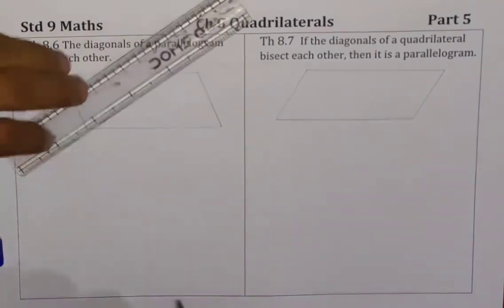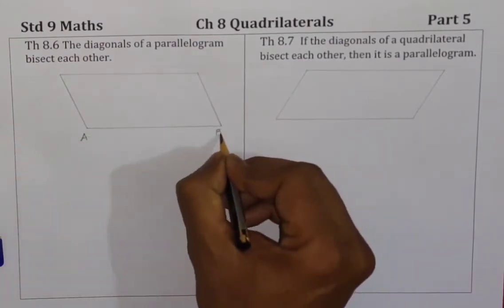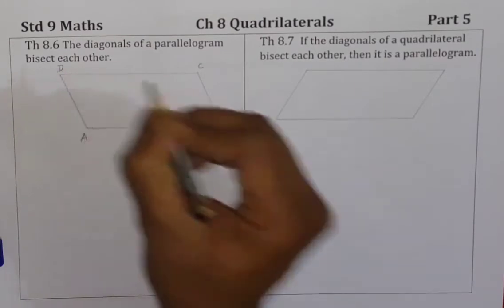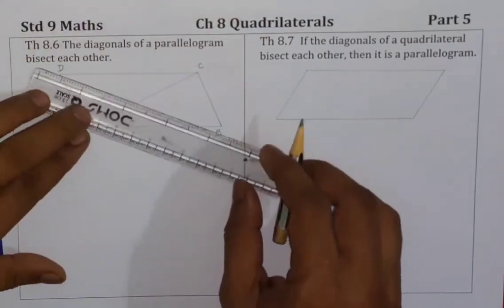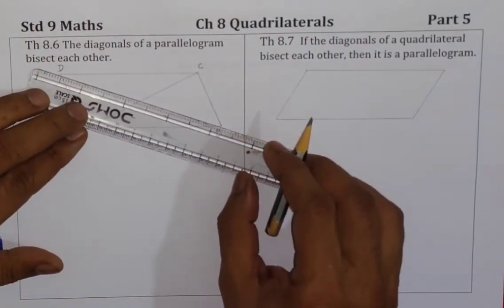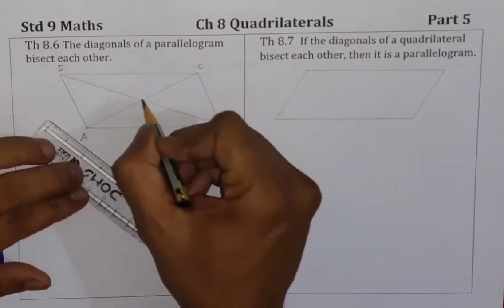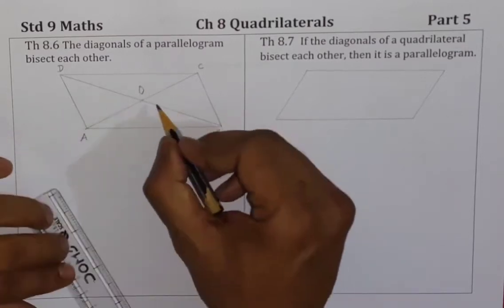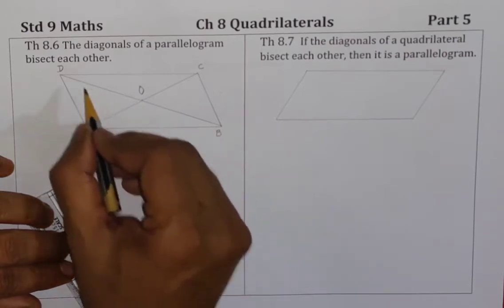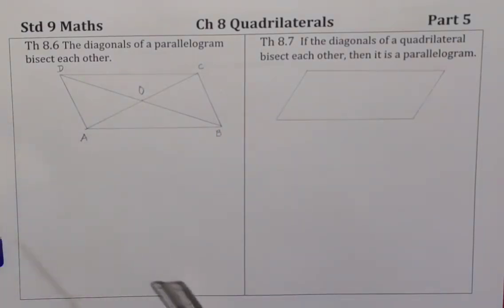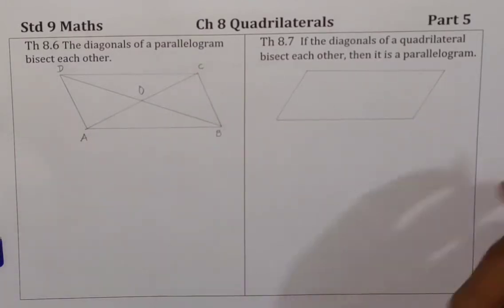Where are the diagonals? Let's call this parallelogram ABCD. It is given to you. AC is one of its diagonals, and BD is another diagonal. Suppose they intersect at O. So you have to prove OC is equal to OA and OB is equal to OD. Then the diagonals bisect each other. Correct, children? So how to prove that?